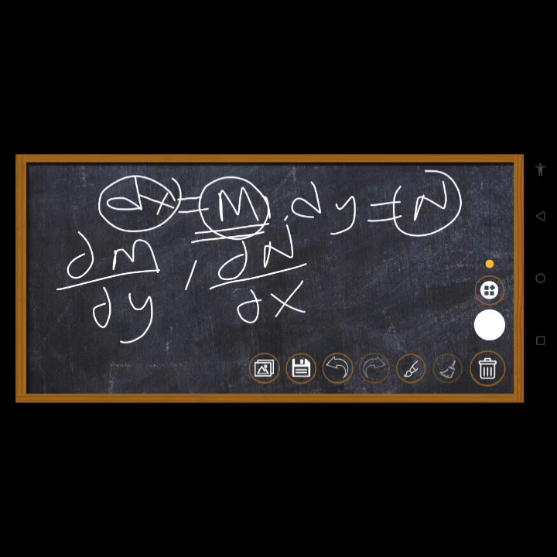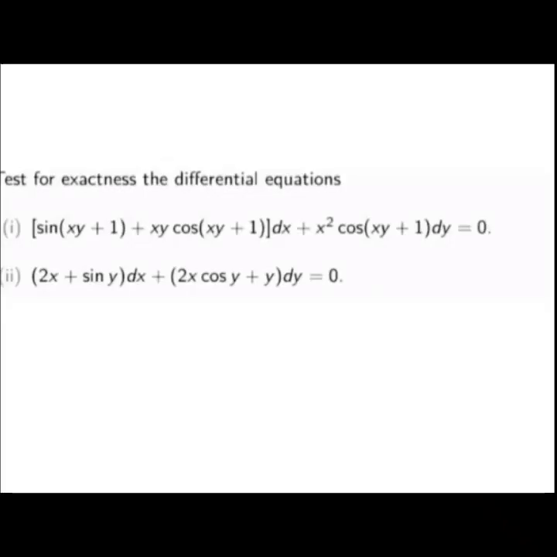So let's look at examples. Test for exactness the differential equations. We have been given the first equation here and the second equation. Make sure that you take note of these equations so that you will be referring to them as we are answering.